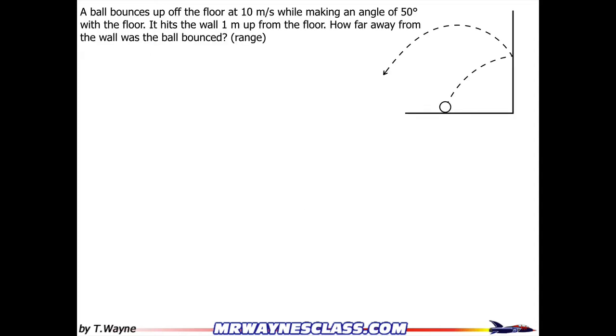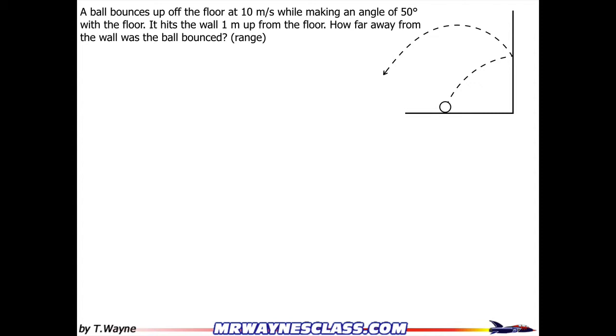So here's the problem. A ball bounces up off the floor at 10 meters per second while making an angle of 50 degrees with the floor. It hits the wall 1 meter up from the floor. How far away from the wall was the ball bounced? In other words, I'm looking for the range.